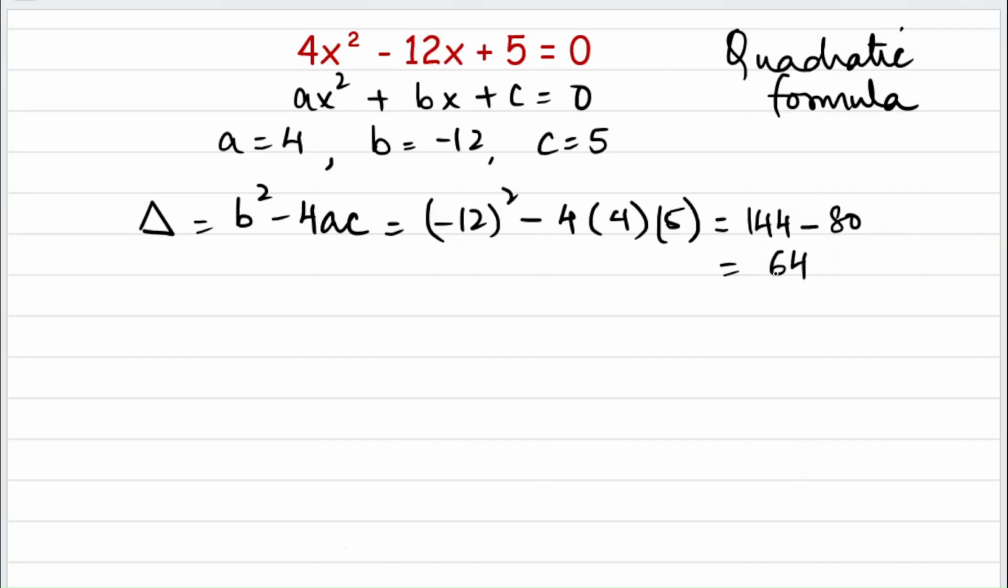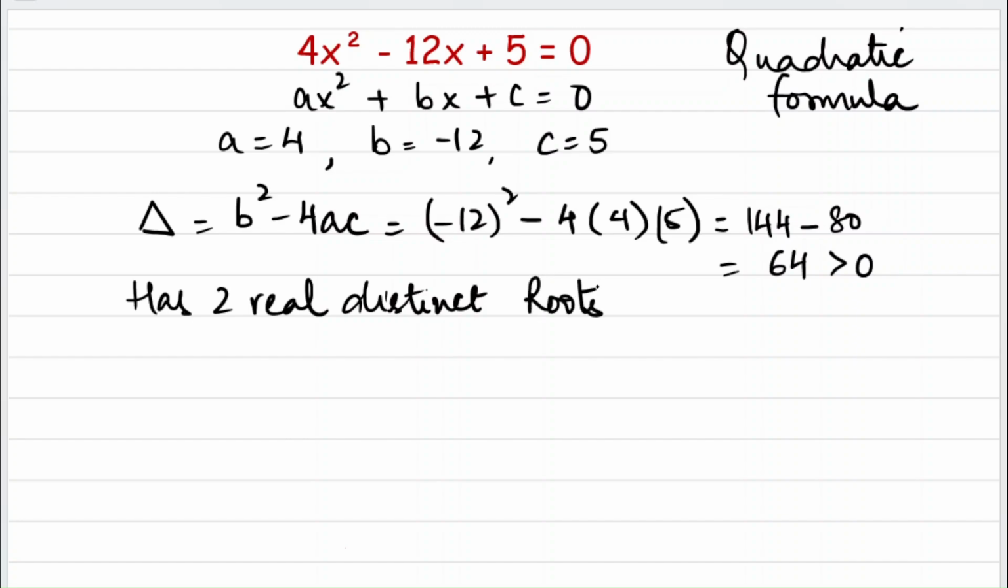Is this delta value, discriminant value, greater than 0? Yes. That means this quadratic equation has two real distinct roots. Distinct means different. And those two real distinct roots are given by the quadratic formula x equals minus b plus minus square root of discriminant delta divided by 2a. Let's put in the values.